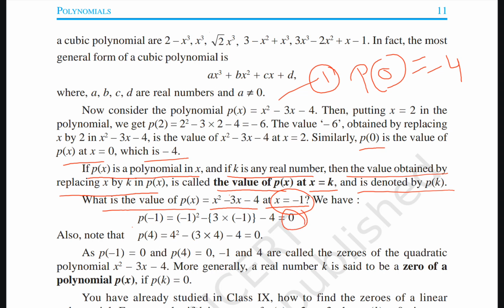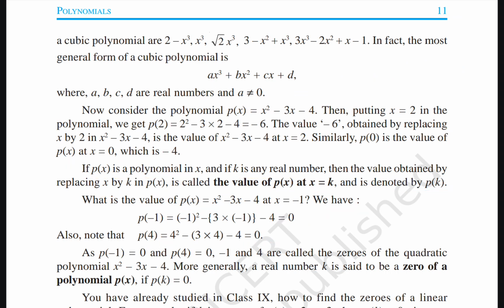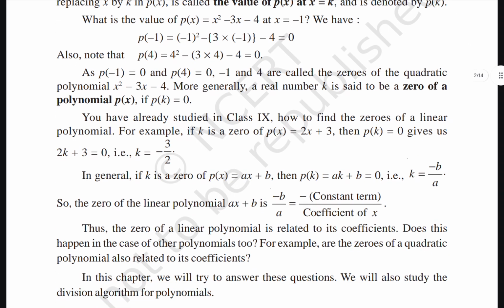Now you will replace x by 4, then you will get 0. So you can see here, when you put the value of x as 4, you will get 0. Also you will get 0 when you put the value of x as minus 1. You can put these values in this equation and then you will get 0.